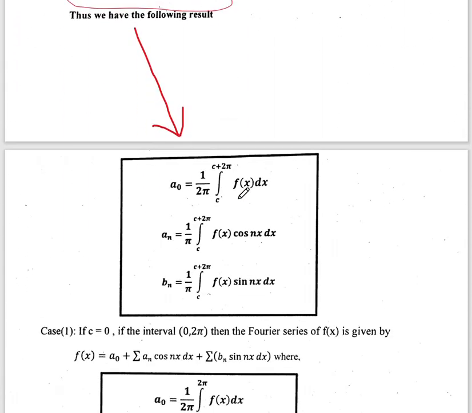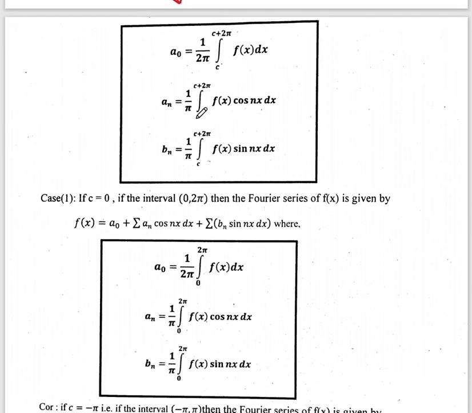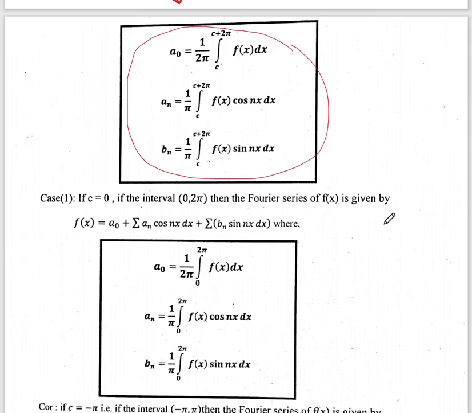Now all this can be written as: for the Fourier series in a period of 2 pi, the first coefficient is a0 equals 1 upon 2 pi integral c to c plus 2 pi f of x dx, the second is an equals 1 upon pi integral c to c plus 2 pi f of x cos nx dx, and the third is bn equals 1 upon pi integral c to c plus 2 pi f of x sin nx dx. These three formulae are used when the period is given as 2 pi. Now we will see some cases.